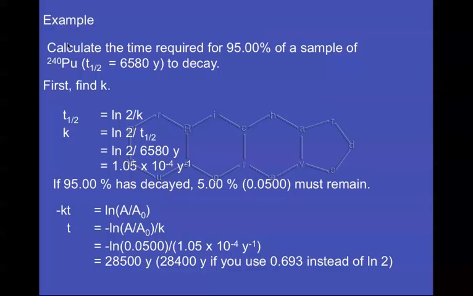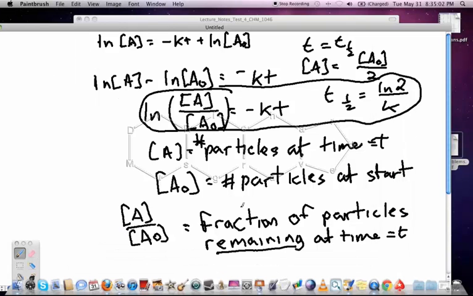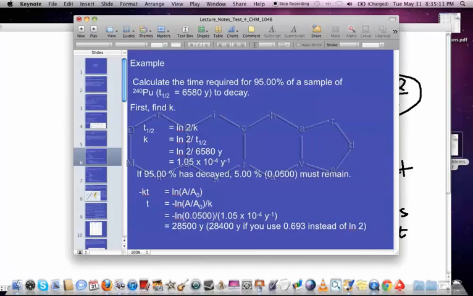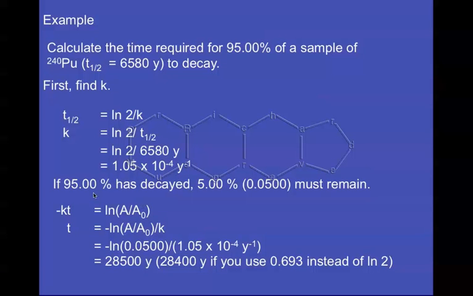Now remember that the A over A0 we talked about earlier is the fraction of particles remaining at time equals t. And the question is asking how to find the time it takes for 95.00% to decay. So for 95.00% to be gone. So if 95.00% has decayed, there must be 5.00% remaining. That can be converted into a fraction because it's 5.00 over 100, so that's 0.0500, and that's what gets subbed in for A over A0.